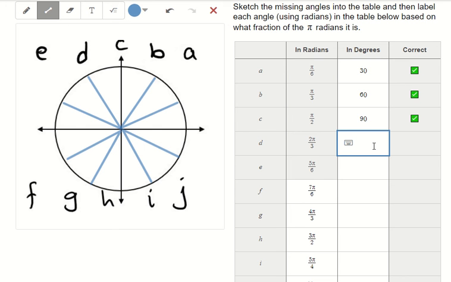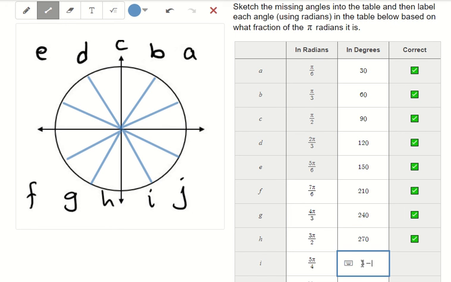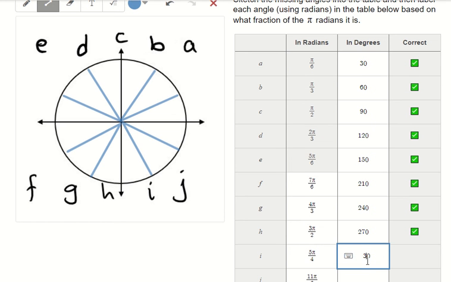2 pi over 3 is going to be the next 120 degrees. We're just adding 30 each time. 150 degrees. And then that puts us here. We'd add 30 more and we'd get to 180. Plus 30 more, because we skipped 180, is 210. And this is going to be 240, 270. I'm not even having to look at the picture anymore. I'm literally just adding 30. This is 300, and then this one is, this isn't 5 pi over 4. There's 10 pi over 6, so it's 5 pi over 3. Yeah, there we go. And 11 pi over 6 would be 330.